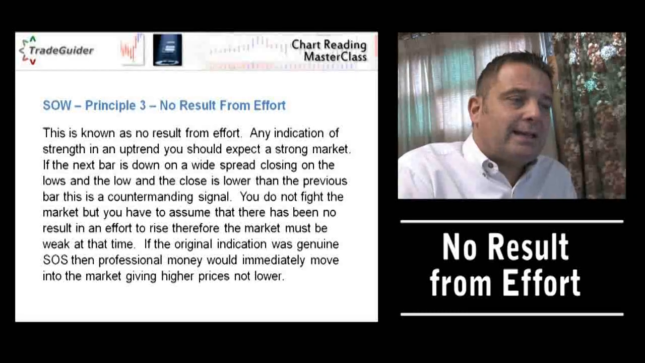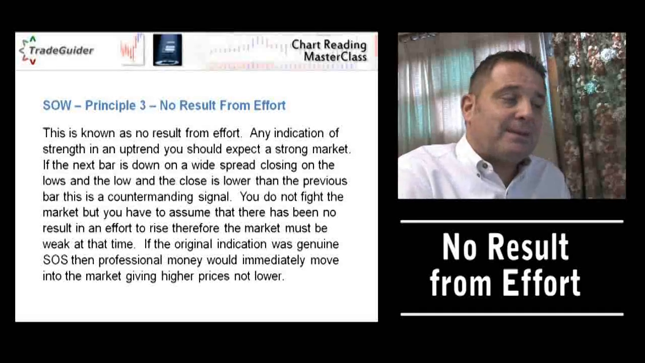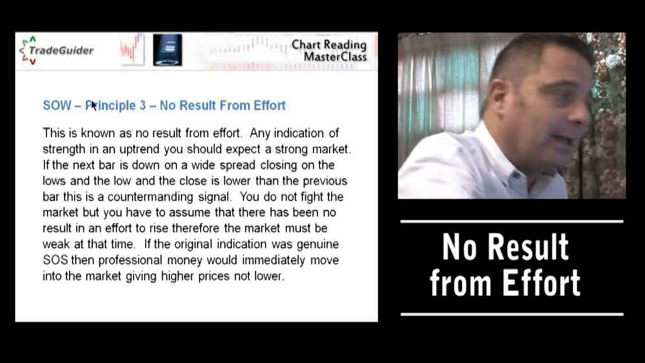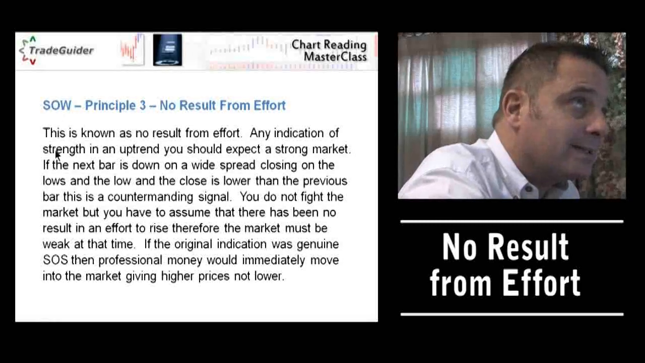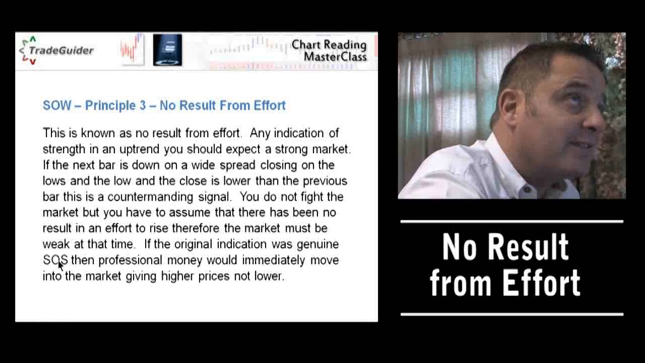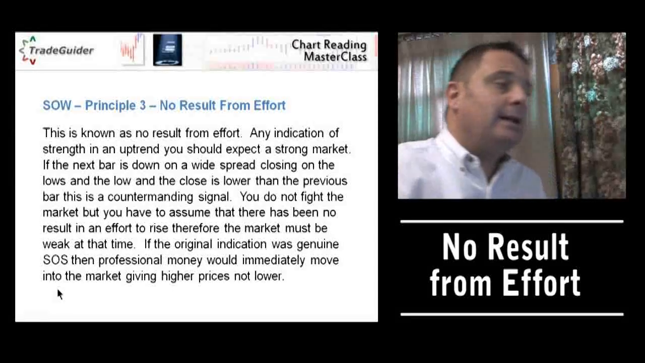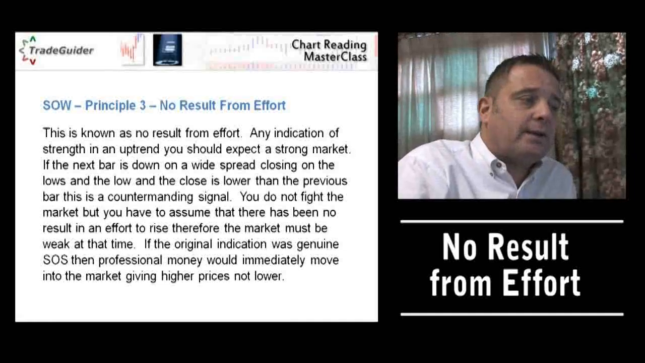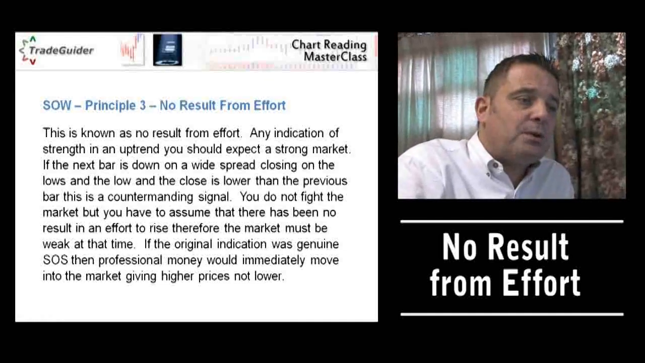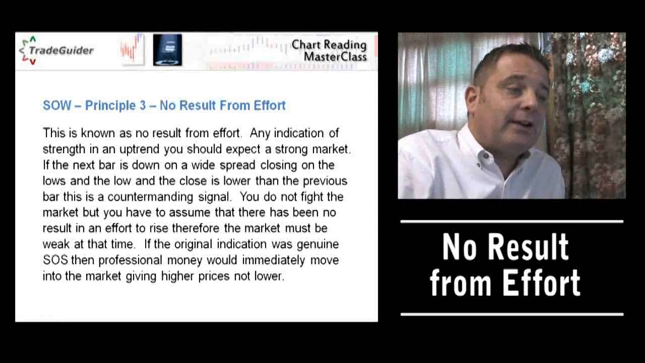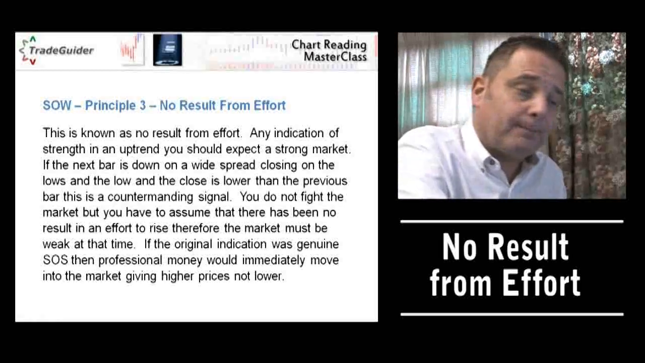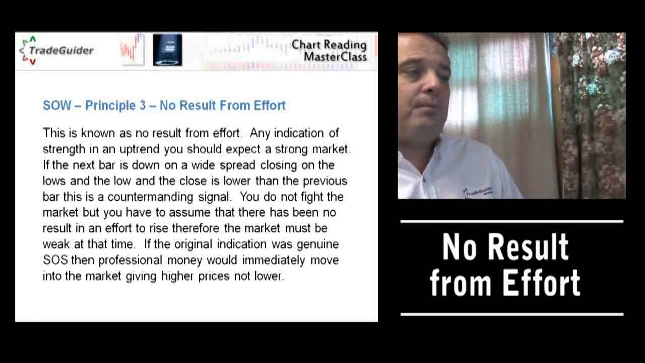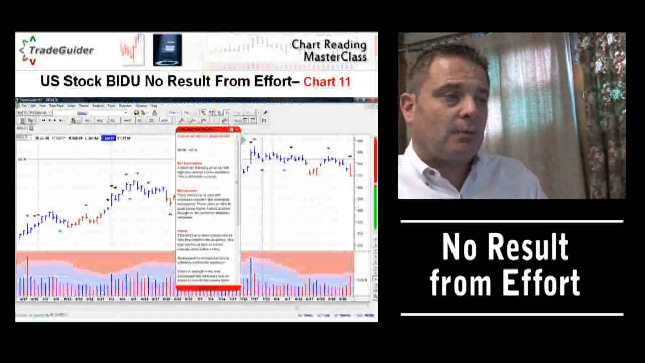If the original indication was a genuine sign of strength, that means SOS, by the way, let me be clear. SOW is sign of weakness. SOS is sign of strength. I should have made that clear at the beginning, but just to be clear. If the original indication was genuine sign of strength, then professional money would immediately move into the market, giving higher prices, not lower.